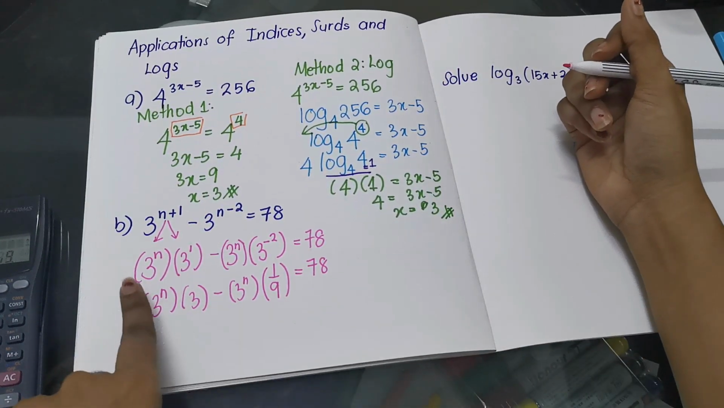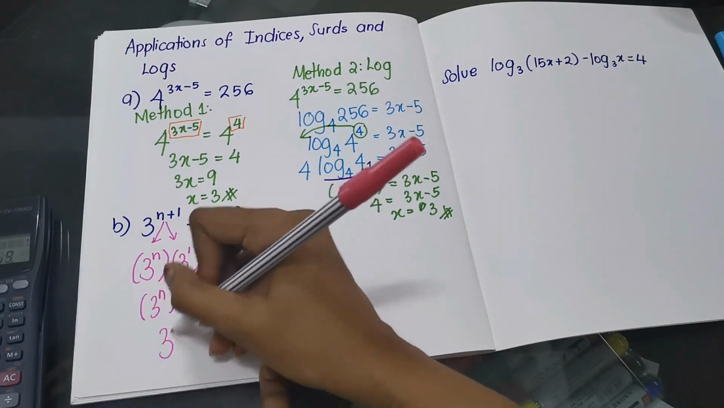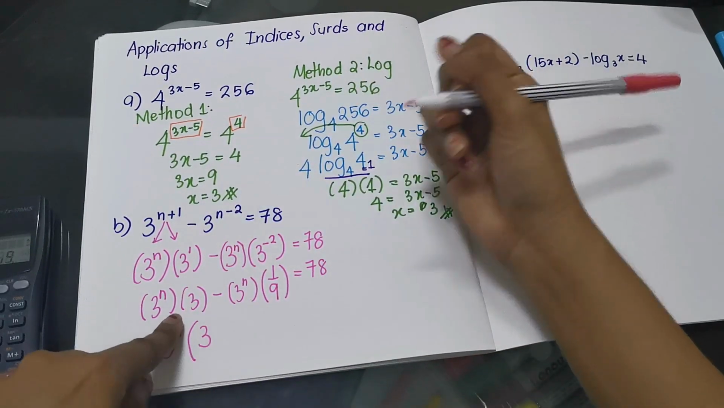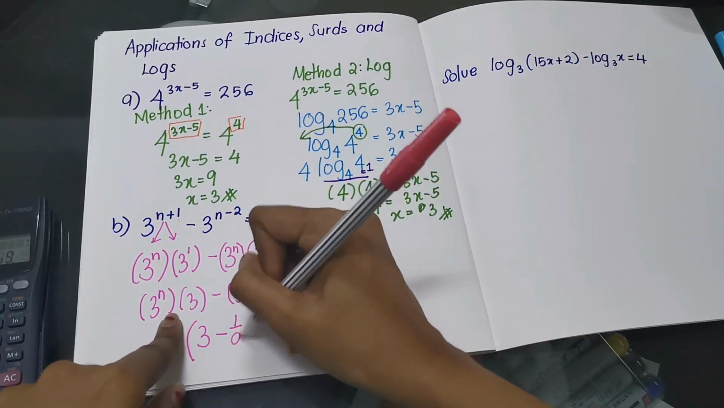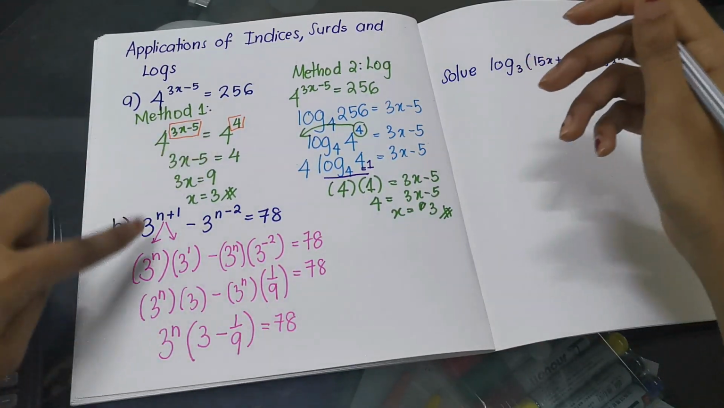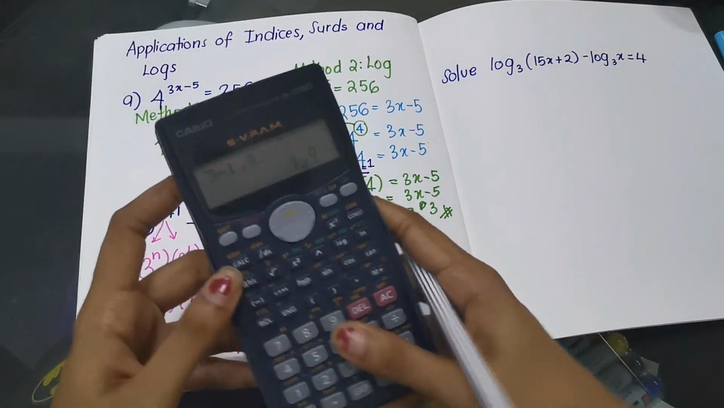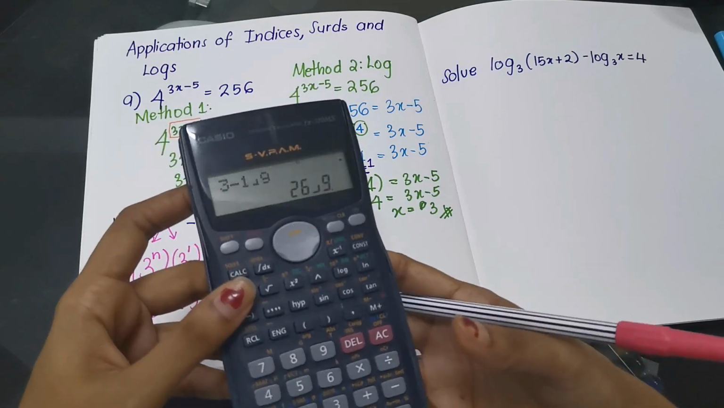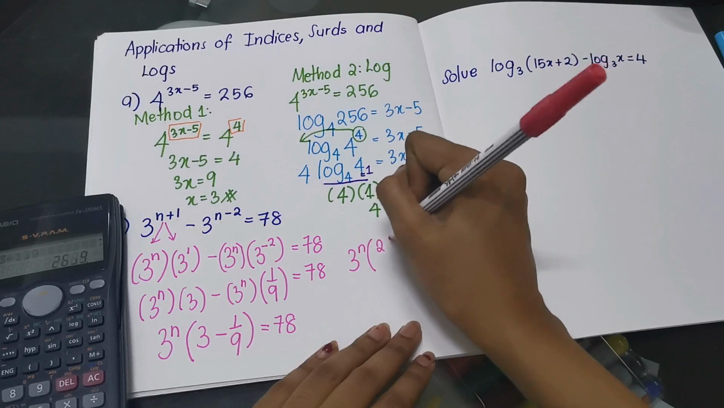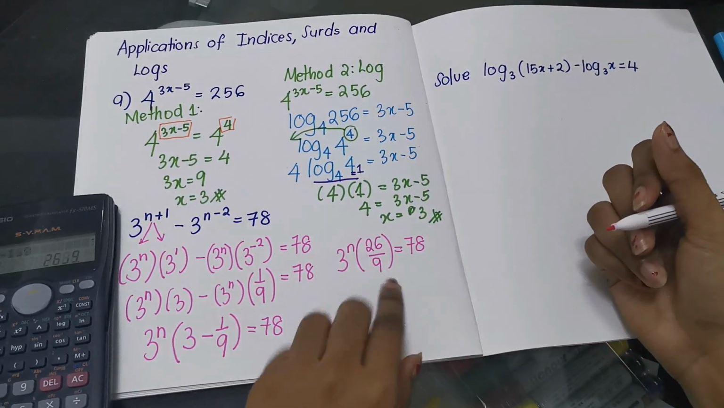So now it looks like here also got 3n, here also got 3n. So what I'm going to do is I'm going to factorize it out. So when I factorize out, what is left is 3 minus 1 over 9 equals 78. Can you see that? So we are slowly breaking it down. Now, what is 3 minus 1 over 9? 3 minus 1 over 9, you can write as 26 over 9. So this one, I'm going to write here, 3n times 26 over 9 equals to 78. Okay, so far so good.